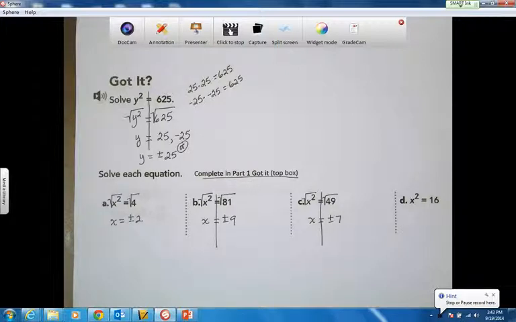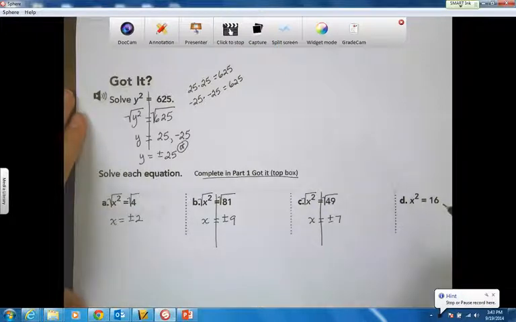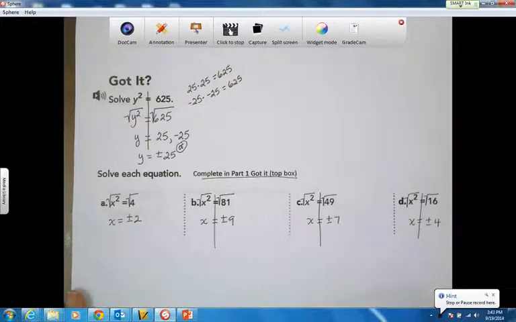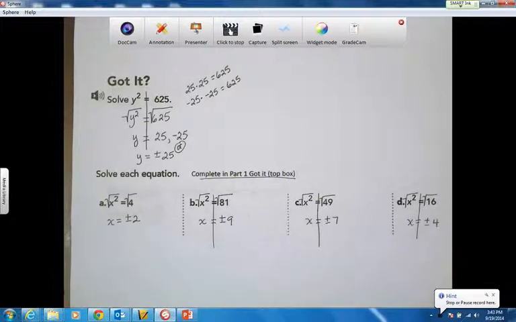All right, now we're going to pick back up, and I'm going to, again, take the square root of both sides, so x equals plus or minus 4. Okay? All right, very good. Now we're going to move on to the next part, which is doing this with a fraction.